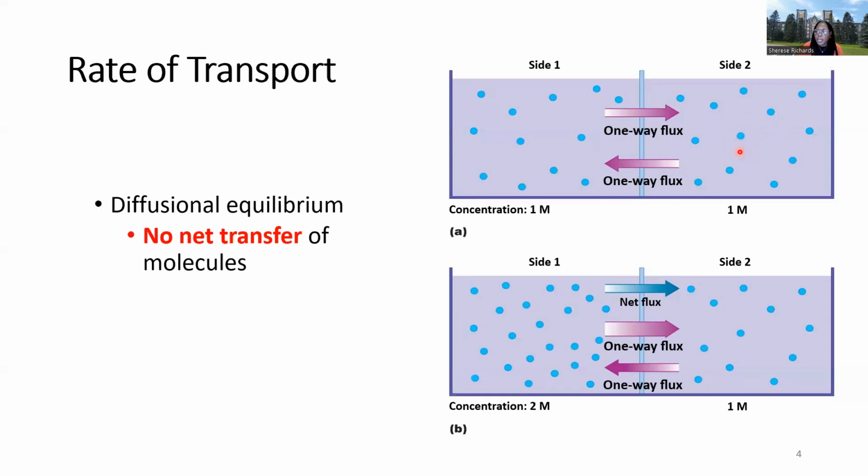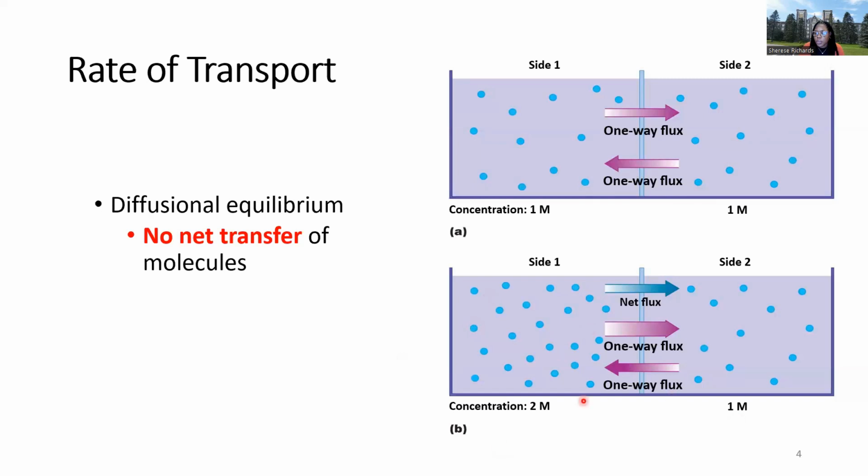And I want to point out here that even though we don't have a gradient, we still see movement, what we call one-way flux of particles from one side to the other. So while there is no net accumulation, no net movement, we still see one-way movement of particles, but the overall concentration of both solutions will remain the same.